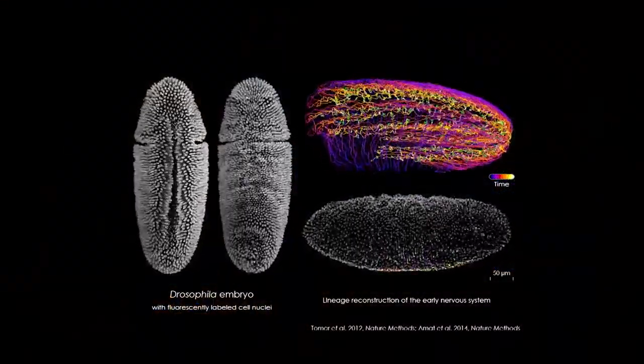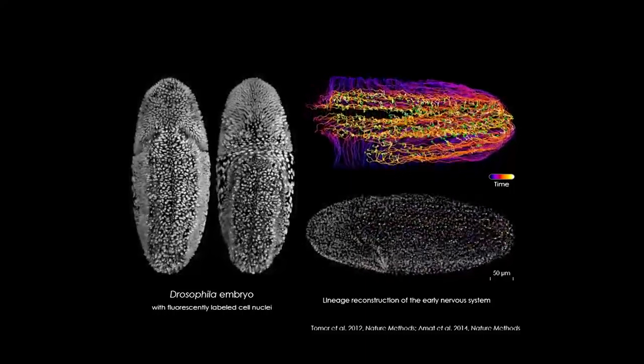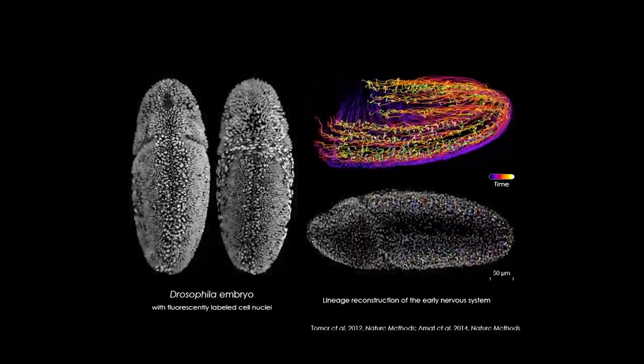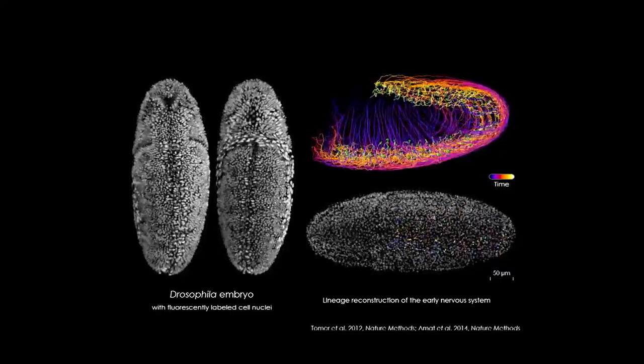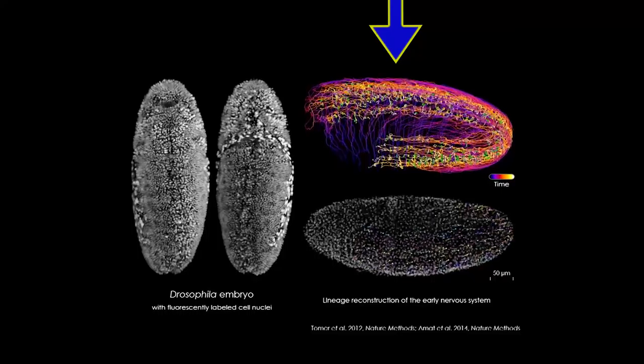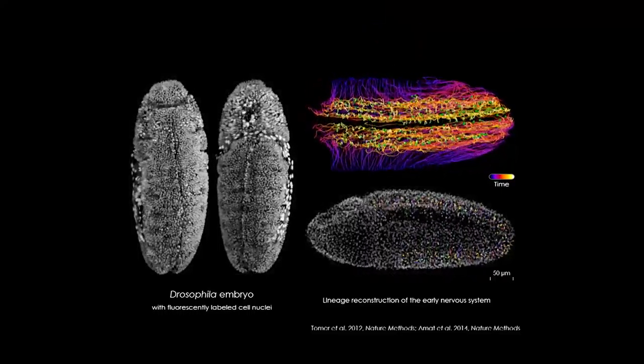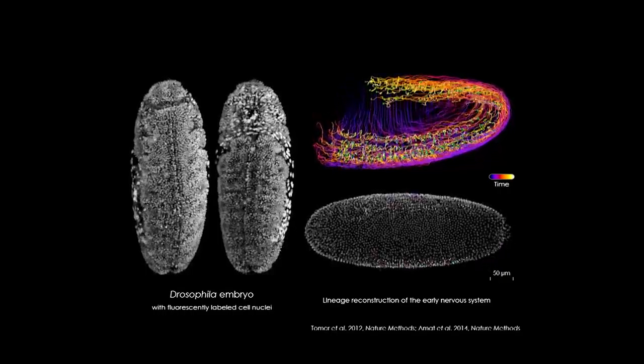What you can see here is a live imaging experiment with a nuclear-labeled Drosophila embryo going through embryogenesis. And we can basically follow all of the different cells as they move and divide and specifically reconstruct the formation of the early nervous system. So that structure is the equivalent of the vertebrate spinal cord that's being formed here. So we have this lineage reconstruction and the morphodynamic building plan of the early nervous system.